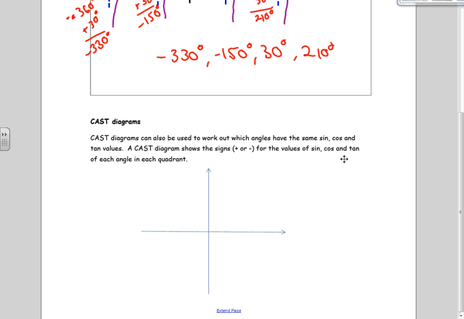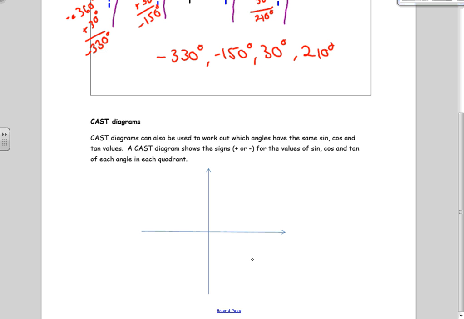C2, Trigonometry, Section 1, the cast diagram. So instead of drawing out the curves each time for sine, cos and tan, remembering where each one of them starts and the shape of each one of them, instead we could use the cast diagram.